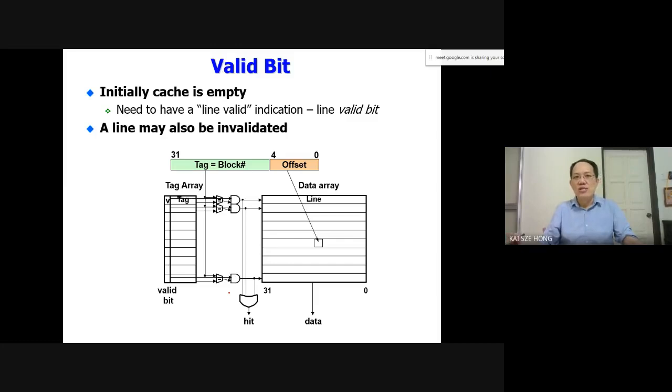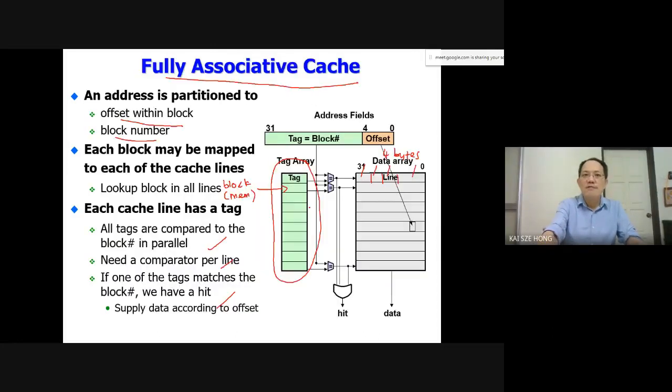So in this case, initially the cache is empty. So a line is invalidated. But after that, the computer will copy all the data from the memory and put it inside the fully associative cache. Then they copy one by one and put a tag over here. Okay, so this is called the fully associative cache.